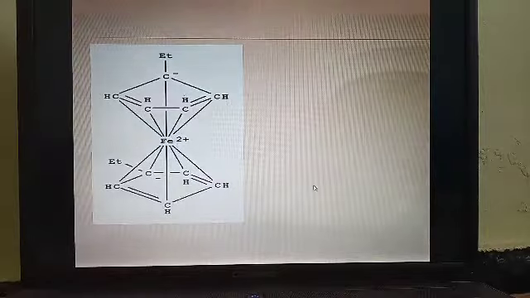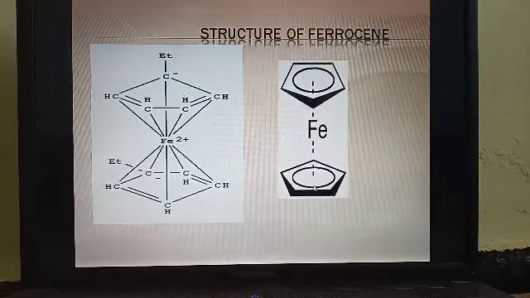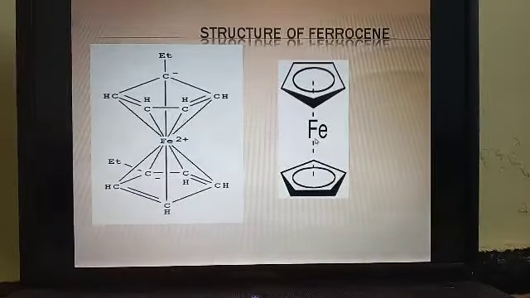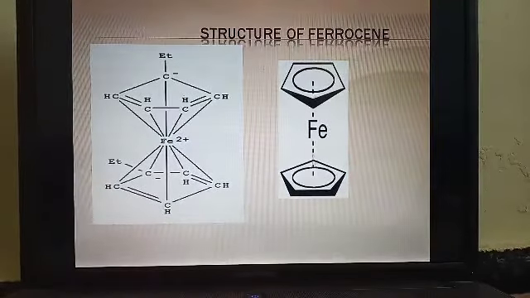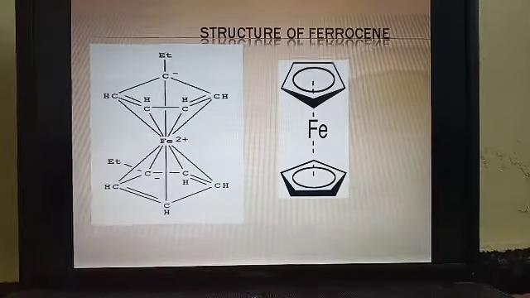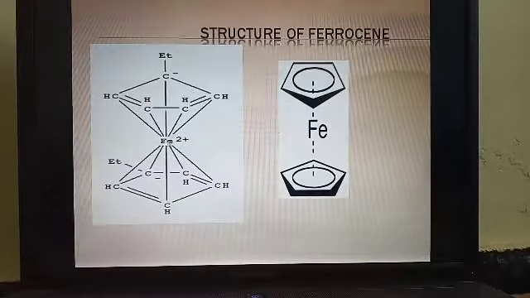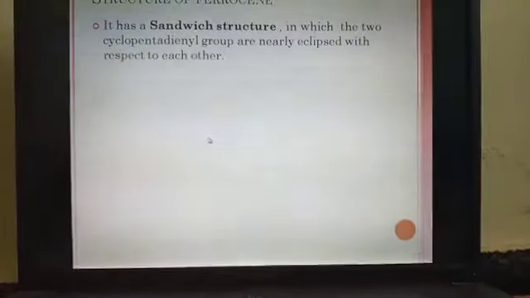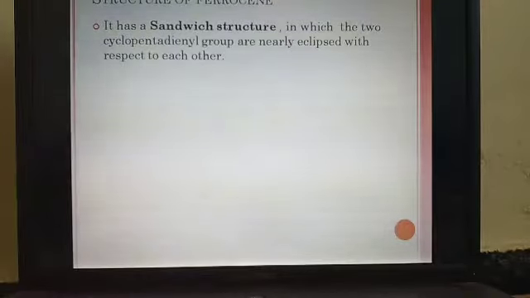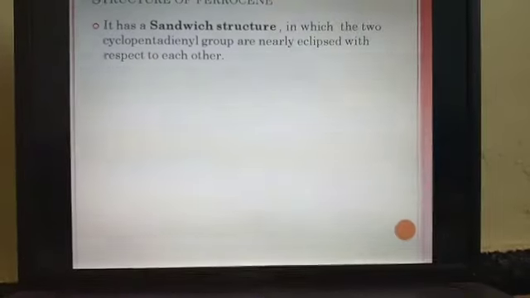Then the structural property is very important for ferrocene. Here iron is bound to two cyclopentadiene rings. What are the structural features? It has a sandwich-like structure in which the two cyclopentadiene groups are nearly eclipsed with respect to each other. As we have seen, between two cyclopentadiene rings a metal ion has been placed. Such a thing we call a sandwich-like structure.